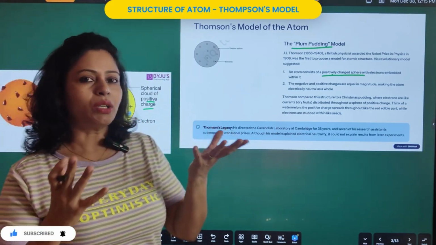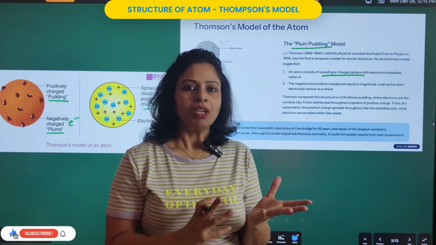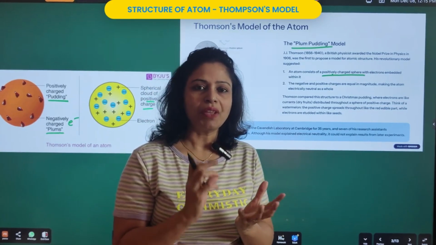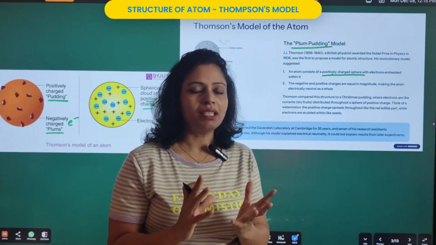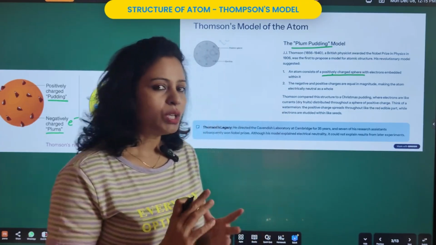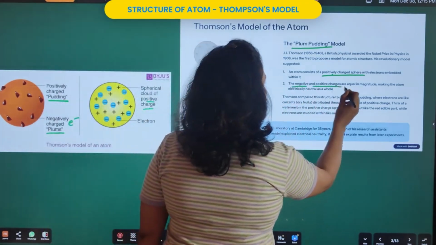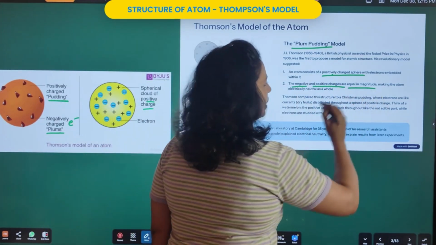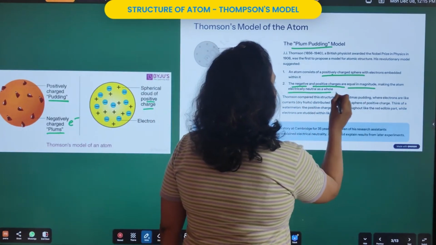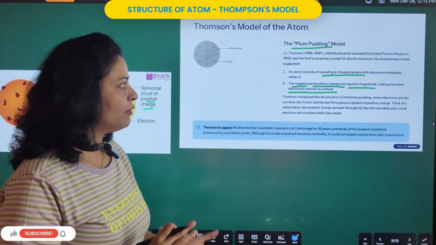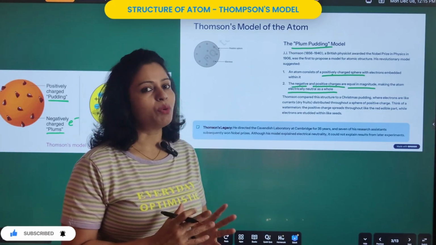You have seen watermelon, right? You eat watermelon. The red part you can consider as the positively charged sphere, and the seeds are embedded in it, like electrons. So you can easily relate to it. He also said that the negative and the positive charges are equal in magnitude, making the atom electrically neutral. So negative and positive charges are equal in magnitude, but they have opposite charge.